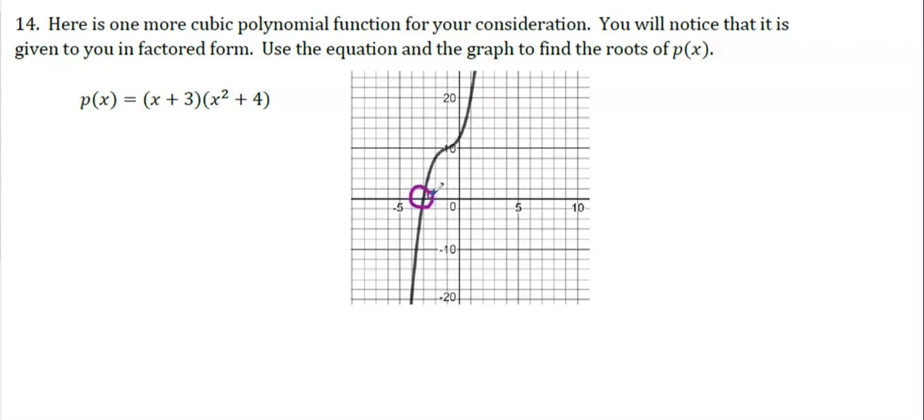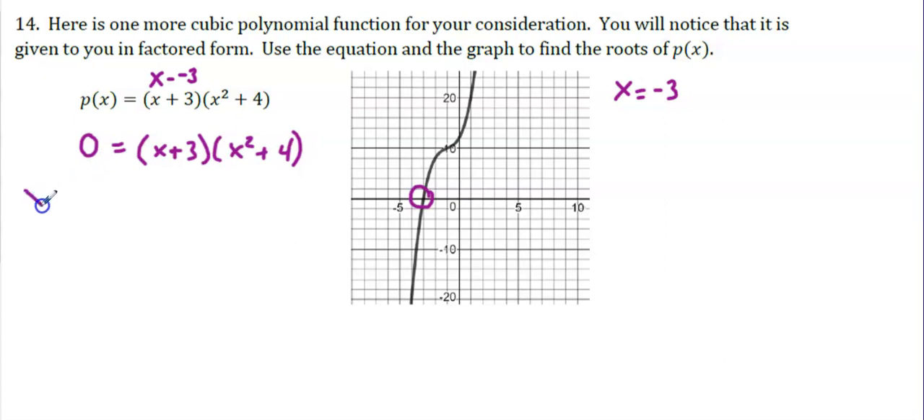We can identify one of them right here at x equals negative 3. We can also identify it from the factored form, because that's x minus negative 3, to get that negative 3. The other 2 roots are a little trickier to find. So let's make p of x equal to 0, so that way we can solve our equation and find the other 2 roots. So since this is in factored form, and it's set equal to 0, we can use the zero product property and set each of our factors equal to 0. Over here, when we solve, that's where we get our negative 3.